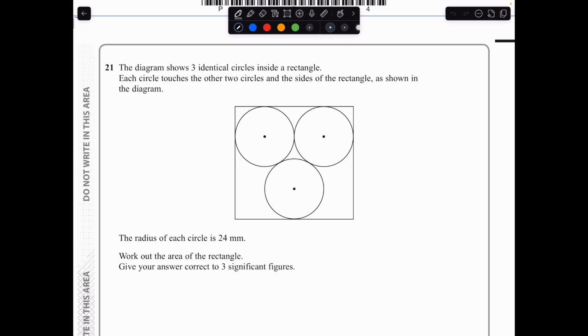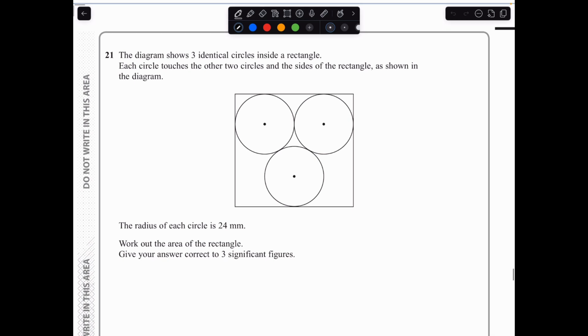Today we're going through question 21 from the 2017 higher paper, paper 2. The question tells us we have three identical circles inside a rectangle. Each circle touches the other two circles and the side of the rectangle as shown. The radius of each circle is 24 millimeters, and we want to work out the area of the rectangle.